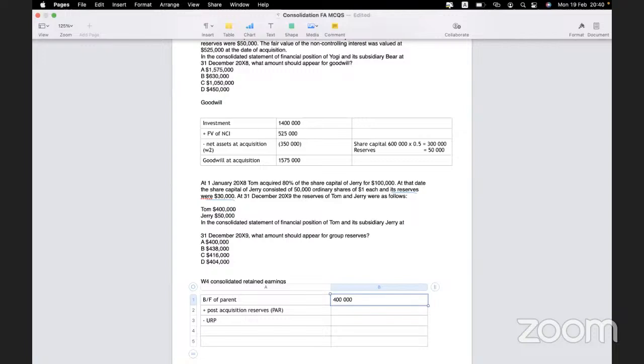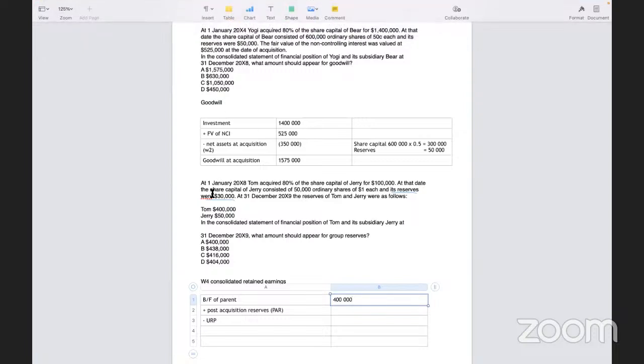Now, what is post-acquisition reserve? From the time that you bought the subsidiary to the time that you are preparing the question, how much has the reserve gone up by? So how much has the reserve gone up by? 20,000 rupees it has gone up.